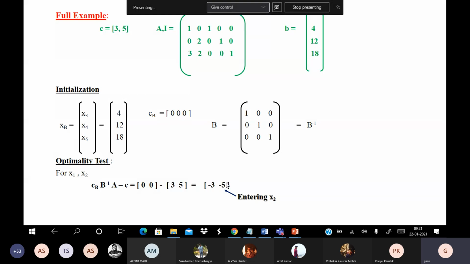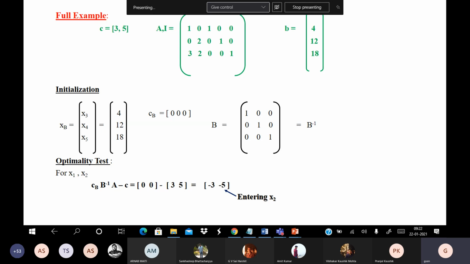Now we know that this is not optimal because you have negative signs, isn't it? So now you have to choose the most negative one to be the entering basic variable. So -5 corresponds to the second position, right? The first one is for x1 and the second position is for x2. So x2 is chosen to enter, isn't it? Okay, so the entering variable is identified, x2. So someone has to leave.